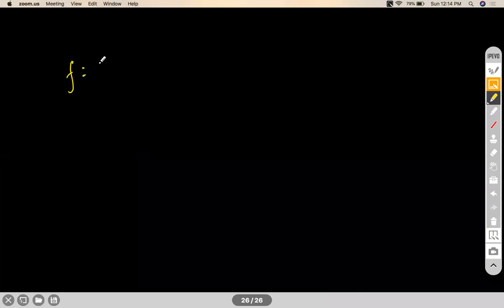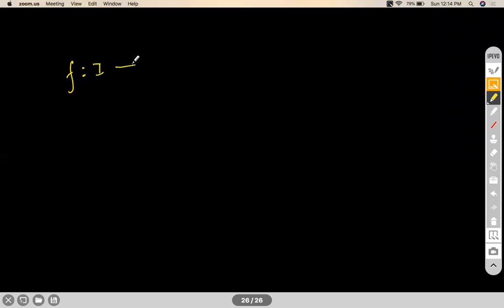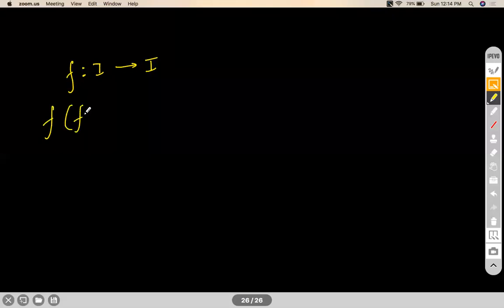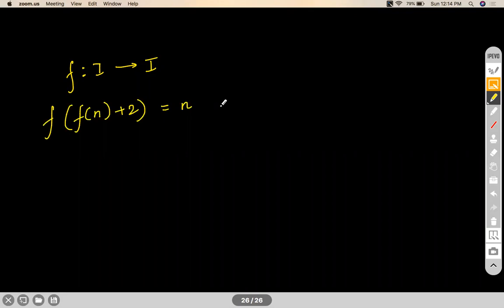There is a function from integers to integers that satisfies this condition, f of n plus 2 is equal to n. And it is also known that f of 1 is 0. Find f of n.